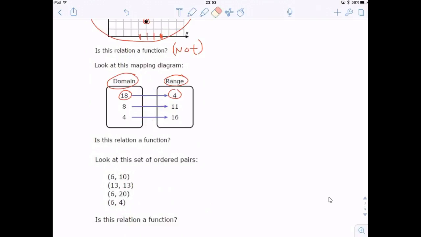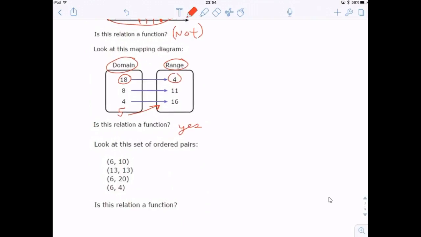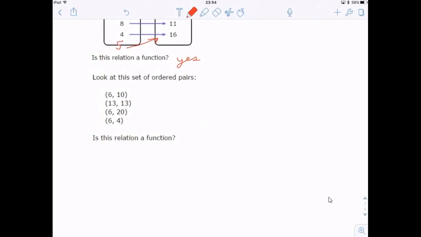Okay? What about the opposite? What if I had another player here, player number 5, and what if player number 5 also mapped to 16? Is that okay? Yeah, that's fine, right? Sometimes two players are going to get the same result out of the same pair of basketball shoes. That's fine. As long as 5 always maps to 16 and doesn't go to some other level, that's fine. So is this relation a function? Yes, it is.